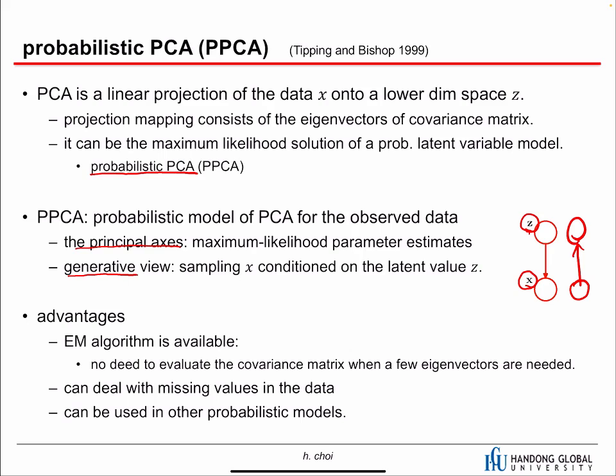Or even when we have a probabilistic PCA, if we solve this PPCA with just a simple maximum likelihood estimate in a closed form, then we have to calculate the covariance. But when we use the EM algorithm, then we don't have to. We're going to see that later. And we can deal with missing values in the data because we use probability. Then we can actually model many different cases. And since we have a probabilistic model, this PCA can be used in other probabilistic models smoothly.